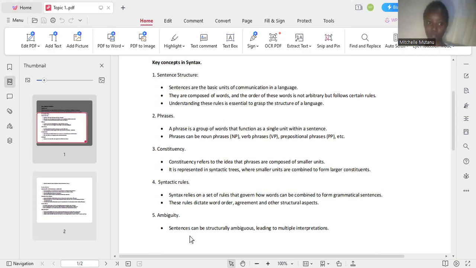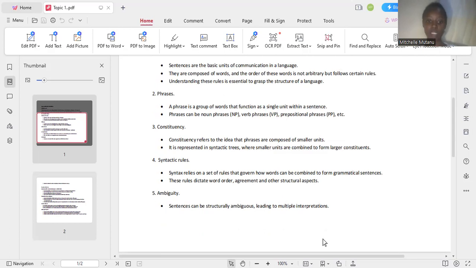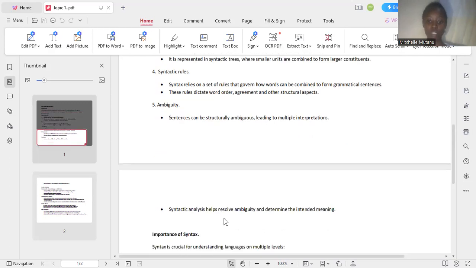Ambiguity. Sentences can be structurally ambiguous, leading to multiple interpretations. Syntactic analysis helps resolve ambiguity and determine the intended meaning.